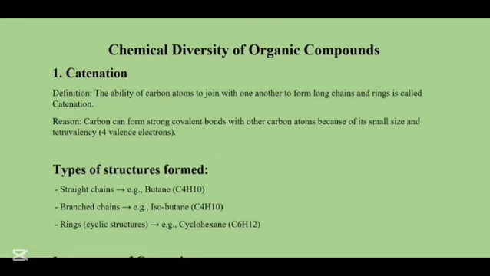Hey everyone, today we are going to discuss the chemical diversity of organic compounds. So the first chemical diversity is known as catenation. Catenation is the ability of carbon atoms to join with one another to form long chains and rings, and that ability is known as catenation.